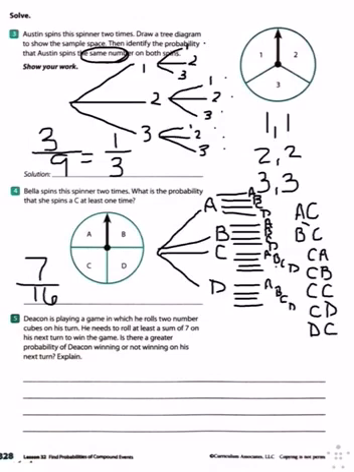Number 5. Deacon is playing a game in which he rolls 2 number cubes on his turn. He needs to roll at least a sum of 7 on his next turn to win the game. Is there a greater probability of Deacon winning or not winning on his next turn? Explain. So we did this problem yesterday in class.